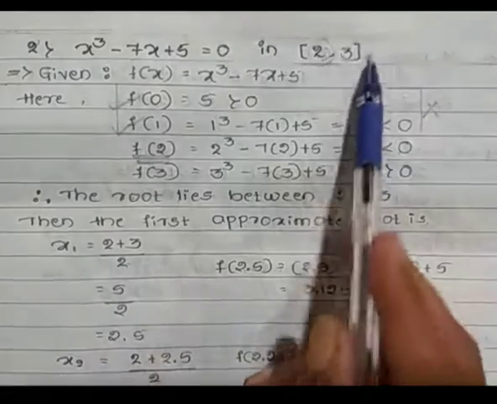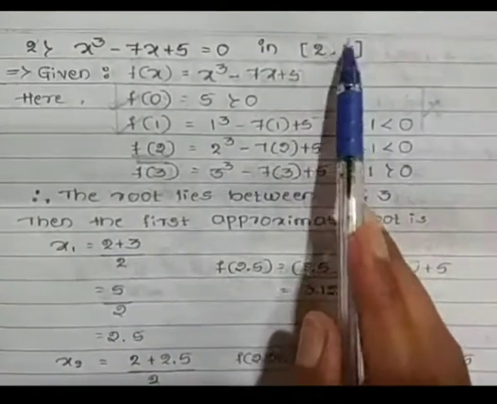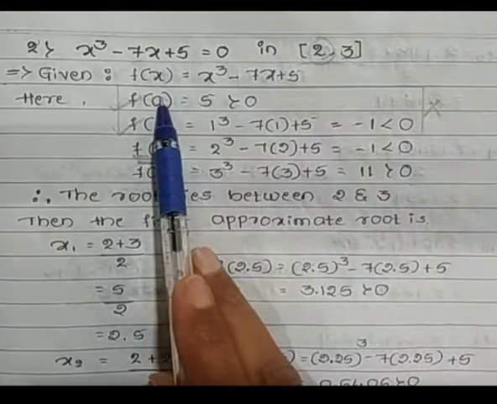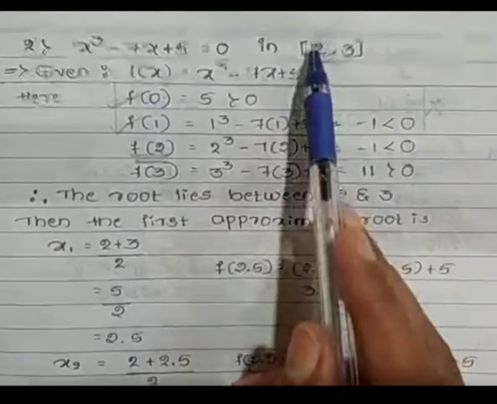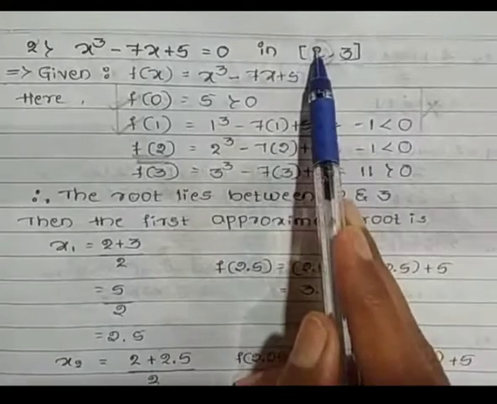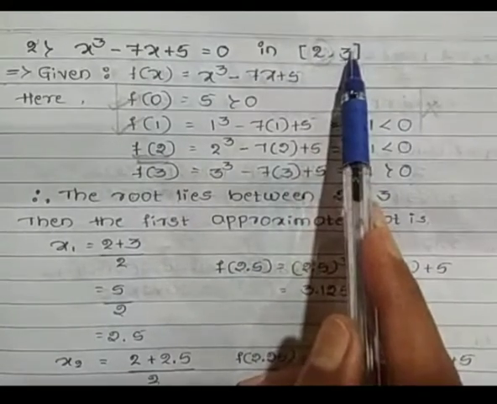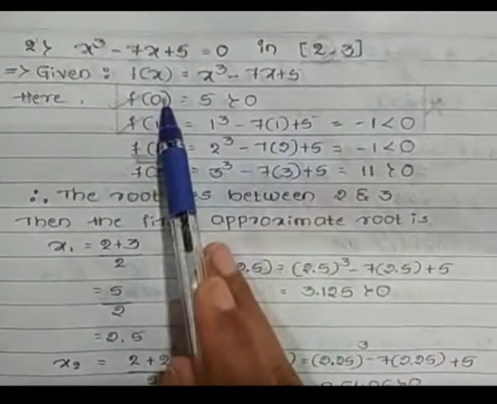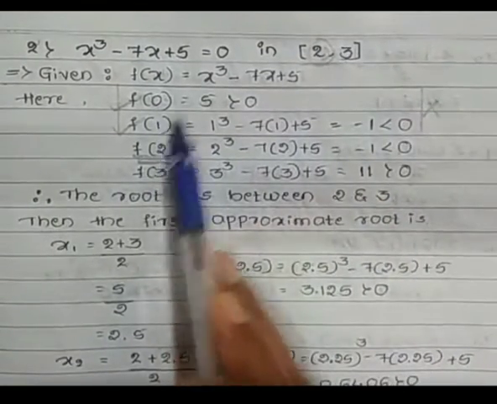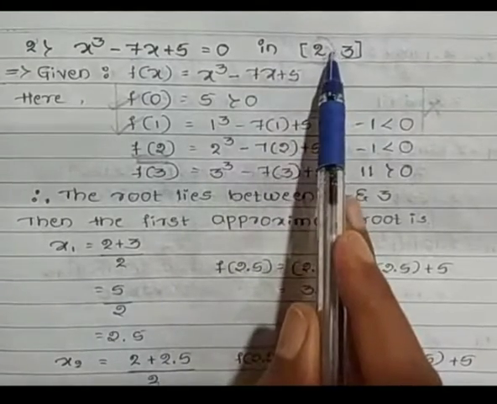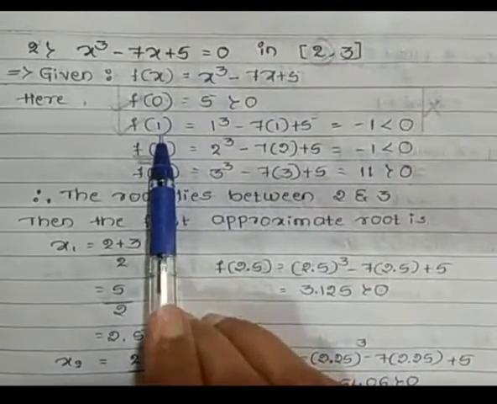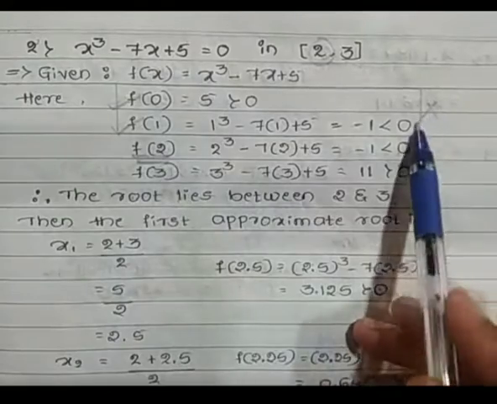See, when interval is mentioned, then no need to start from 0. When the interval is given, you should not start from 0, because where has the interval started? The interval is starting from 2 and ending with 3. So start from 2 and end with 3. So no need to calculate f of 0 and f of 1 when the particular interval is mentioned. Understand that this one is where interval is not given. If interval is not mentioned, then you can start from 0 and 1. For this example, now it is not required.